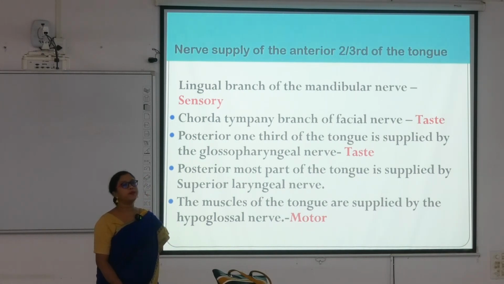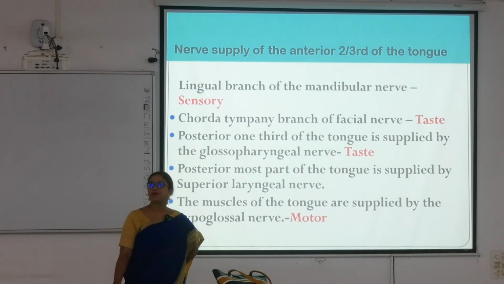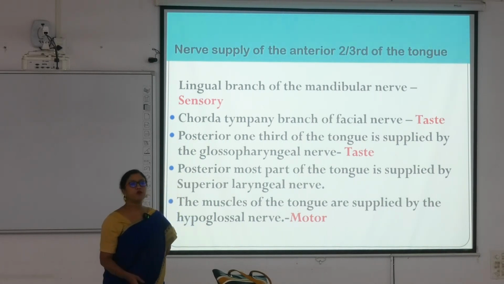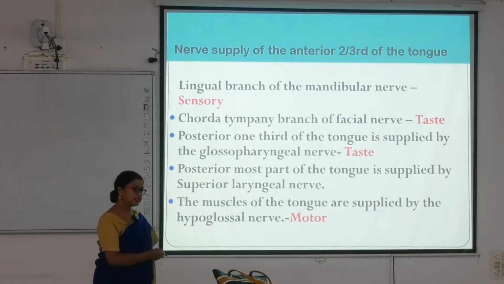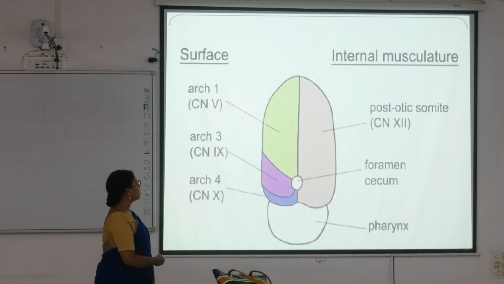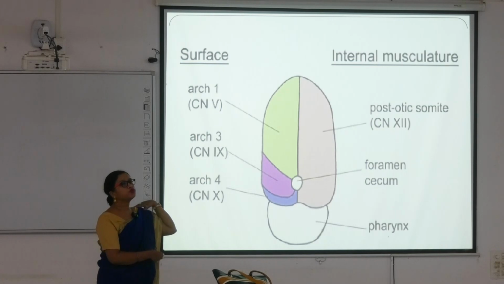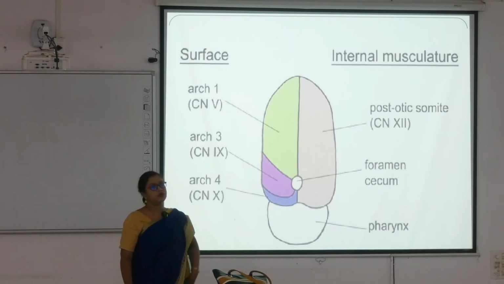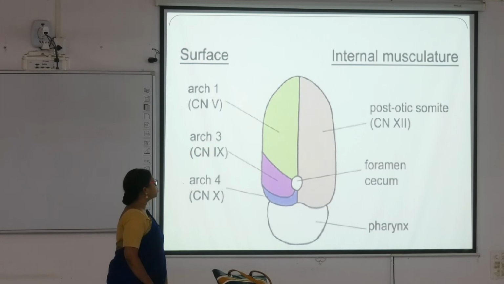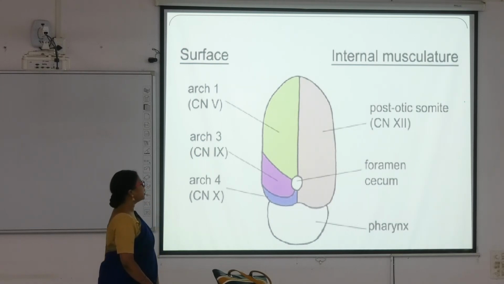What about the soft palate? Soft palate is supplied by the vagus, except tensor veli palatini, which is supplied by the mandibular division of the trigeminal. Okay, each one has an exception, same like the tongue. So see here they have shown the different musculature. Each and every cranial nerve, each and every arch is functioning.